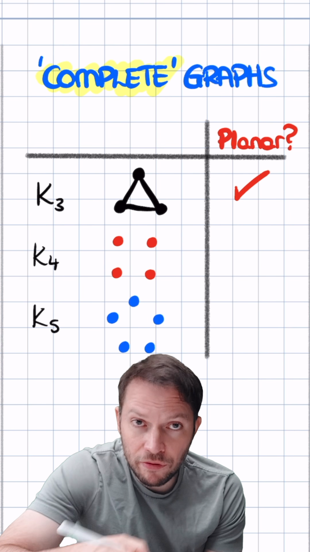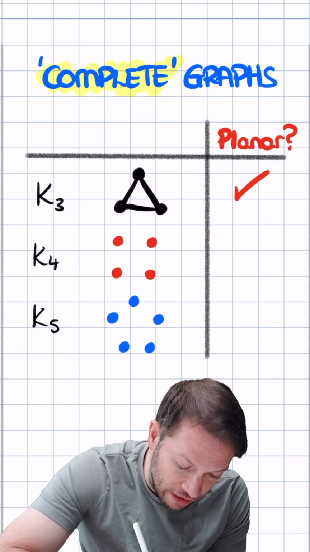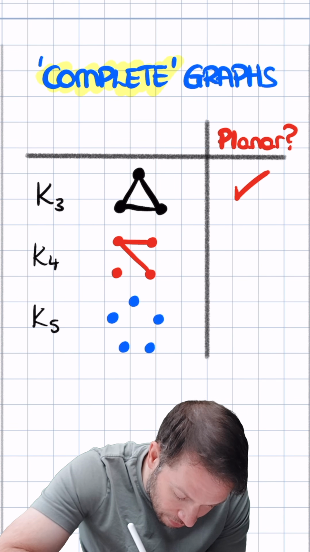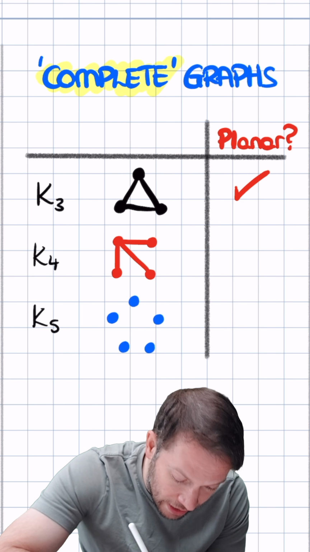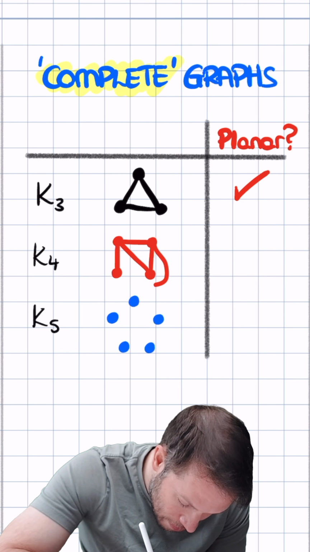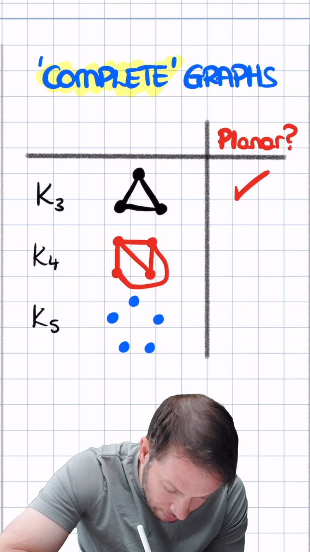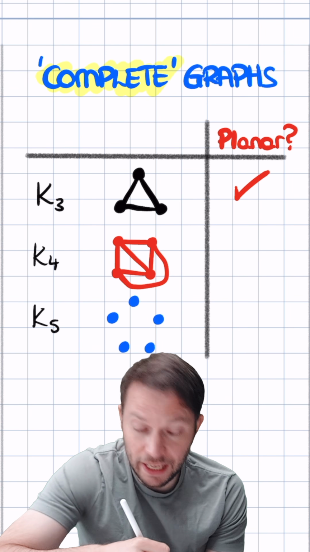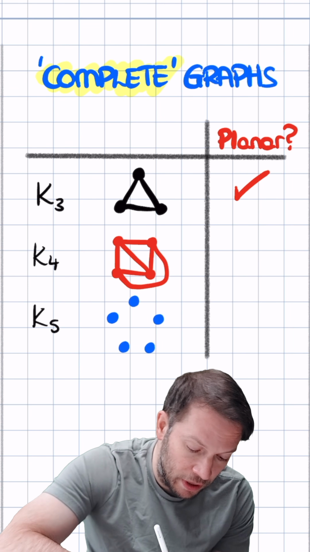Can I connect every vertex to every other vertex? Well, yes, I can. The top left, I can connect to the other 3. The top right, I can connect to the other 3. The bottom right, I can connect to the other 3. And the bottom left, I've already connected to the other 3. So K4 is planar as well.